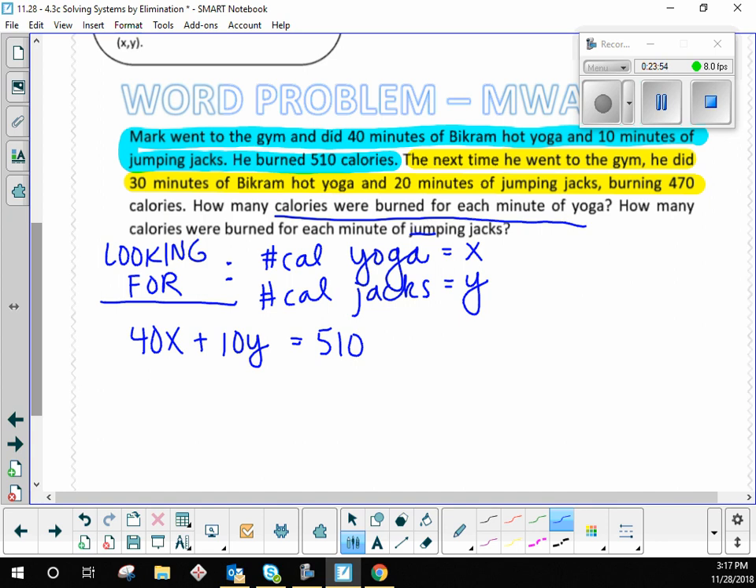So for the yellow information, 30 minutes of yoga, 20 minutes of jumping jacks, 470 altogether. What's that equation going to be? 30x plus 20y. Good, equals 470.